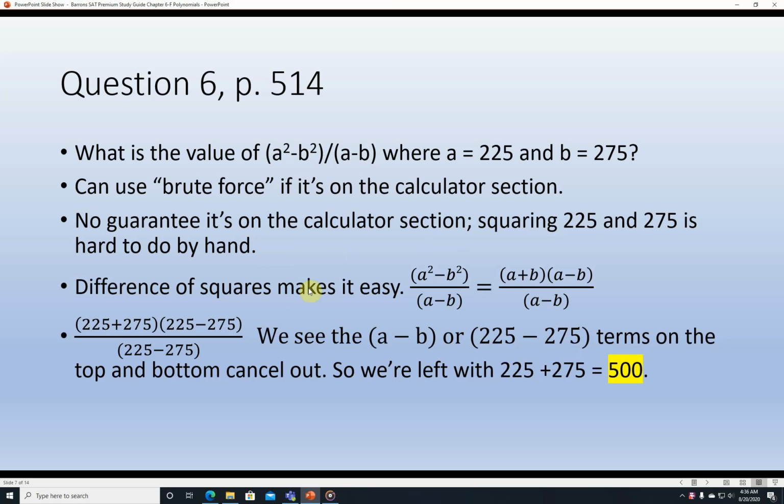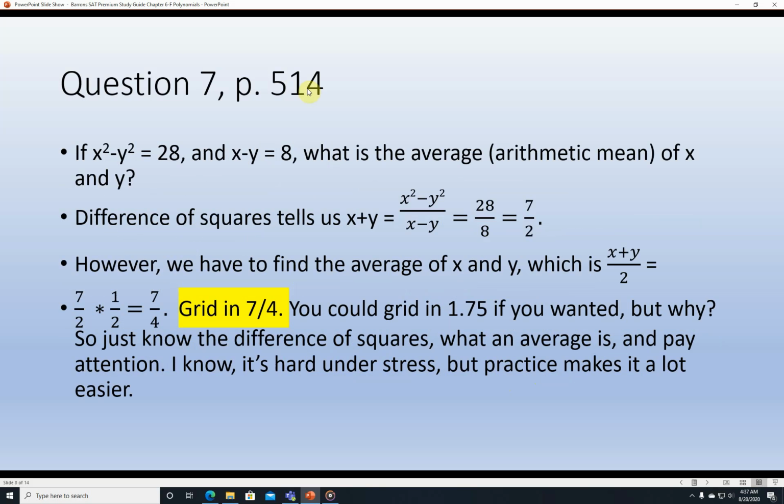So the difference of squares makes this easy, assuming that's on the no calculator section. Remember, a squared minus b squared is equal to (a plus b) times (a minus b). So we can just take (225 plus 275) times (225 minus 275) over (225 minus 275), and we see that the a minus b terms, the 225 minus 275 terms on the top and bottom, cancel out. So then all we have left is 225 plus 275, which is 500. Easy, easy, easy.